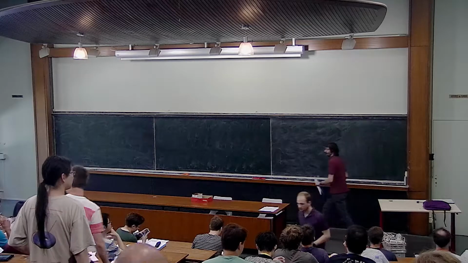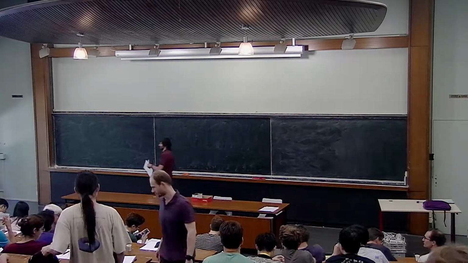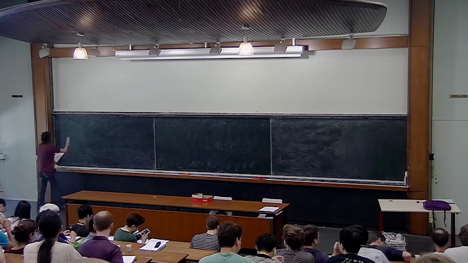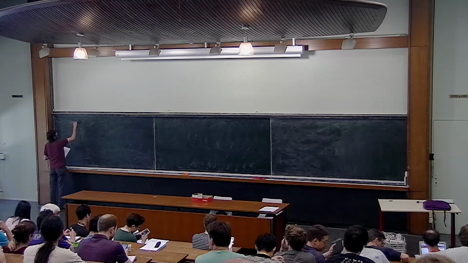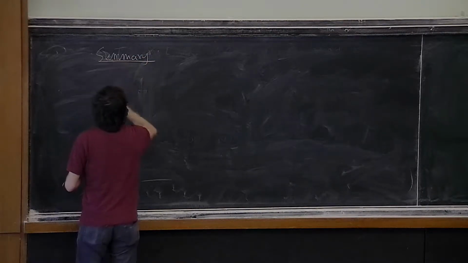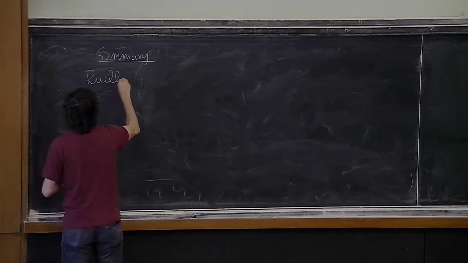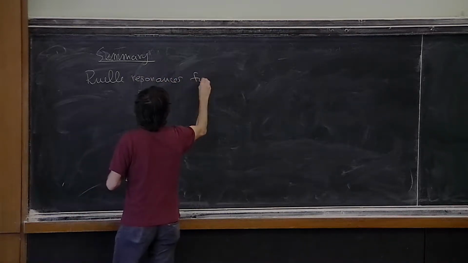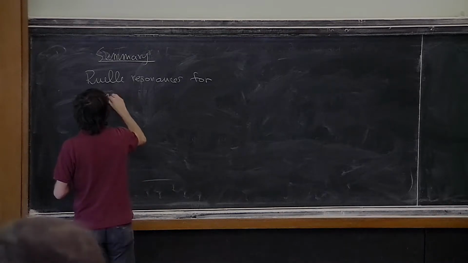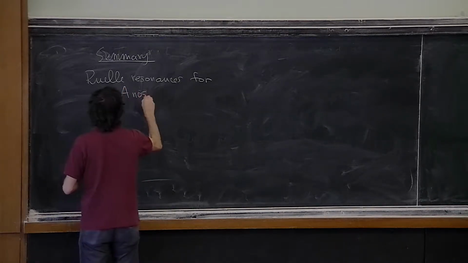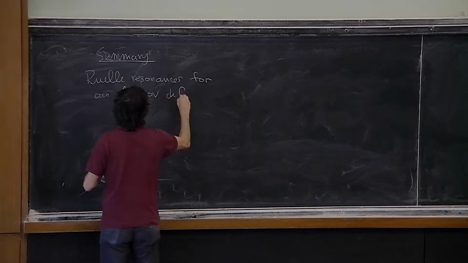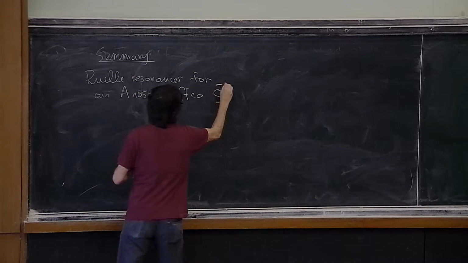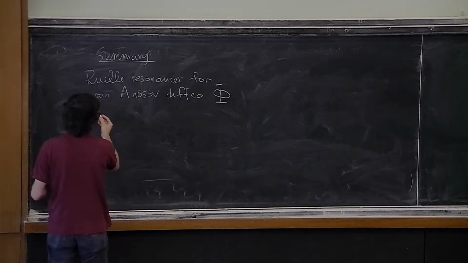Let me begin by a hopefully short summary of something that I said in the first lecture. So let's call this summary. First of all, we have a notion of Ruelle resonances for an Anosov diffeomorphism phi, and the idea was to have an asymptotic expansion.